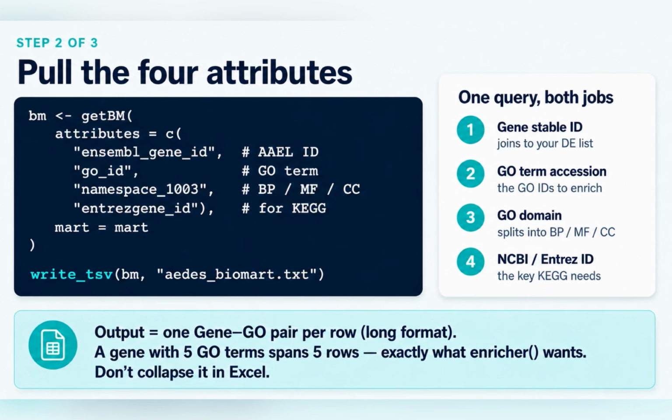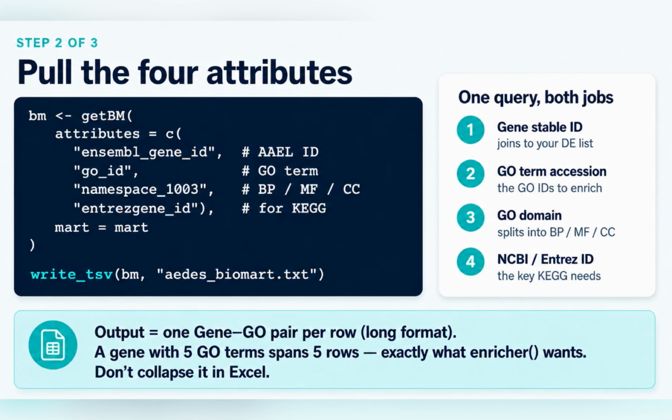After selecting the correct dataset, the next step is to retrieve the required annotation using the getBM function. In this query, we request four attributes. The first attribute is ensembl_gene_id. The second attribute is go_id. This returns the gene ontology accession, such as GO terms beginning with GO. The third attribute is namespace.